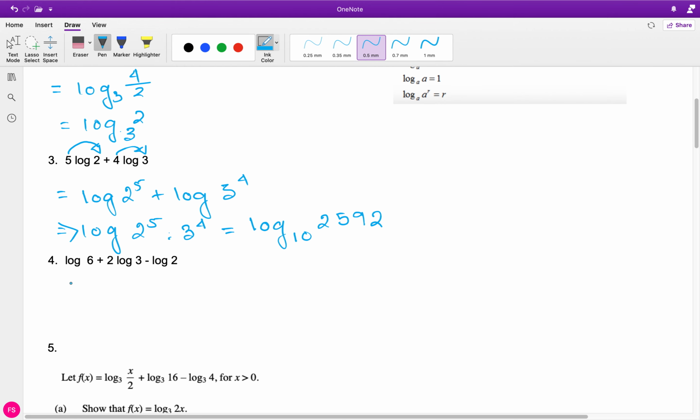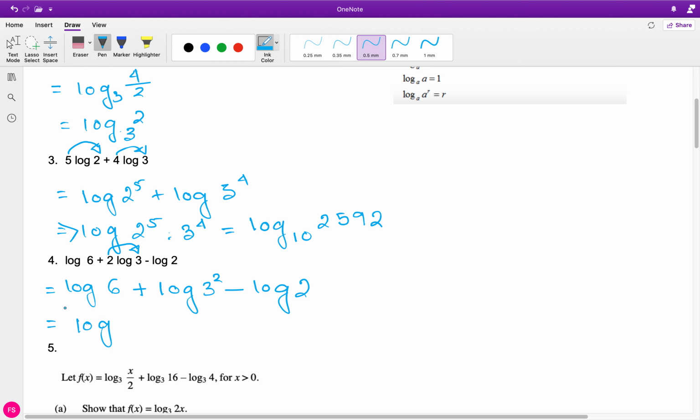Okay, let's move to the next question. Now, the next question is also kind of similar. Log of 6 is just log of 6, you can't simplify it anymore, plus, but there is a number in front of the log. So I'm going to move it back to where it belongs: plus log of 3 to the power of 2 minus log of 2. Now we have three terms in this case. Whenever we have three terms, we will do the first two terms first, and then we will deal with the third.